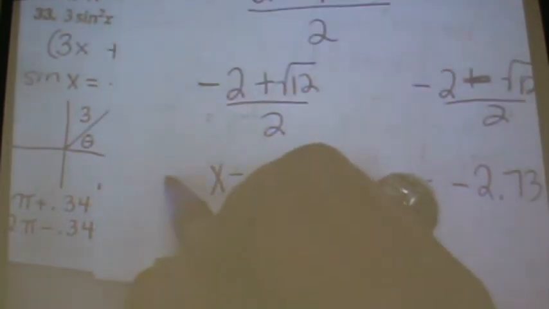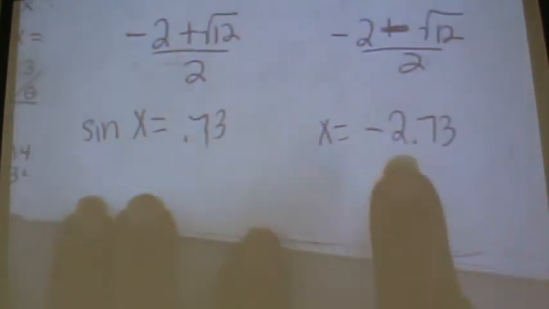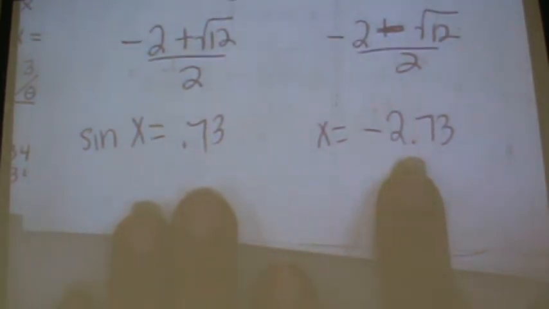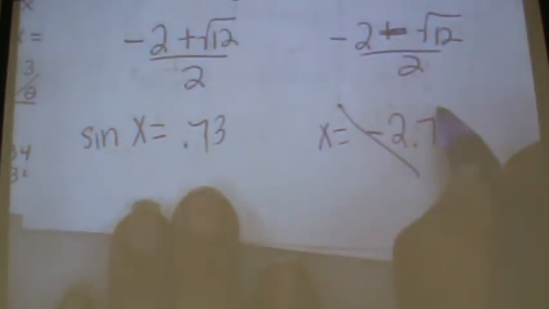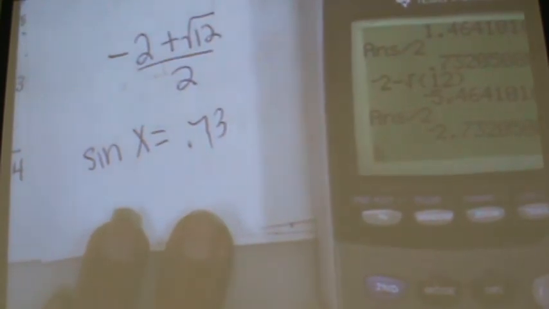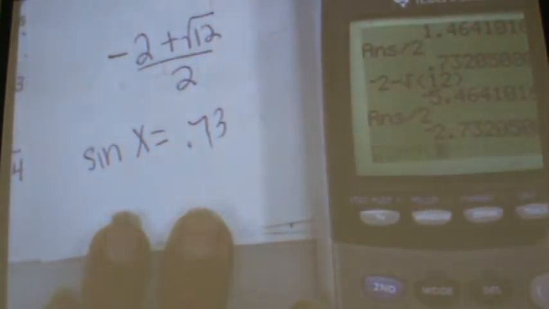Okay, so what are we talking about in this problem? Sine. You know what's nice about this side right here? Can't do it, because it's bigger than 1. So now all you're gonna do is hit second sine, 0.73, and that's your answer.